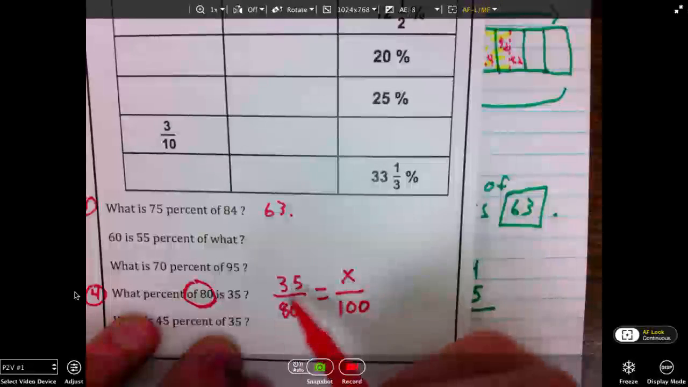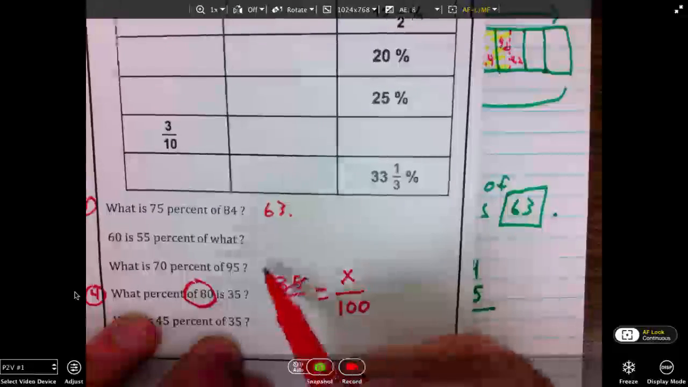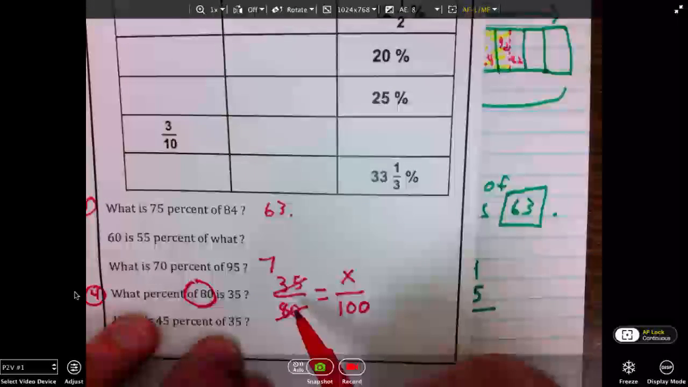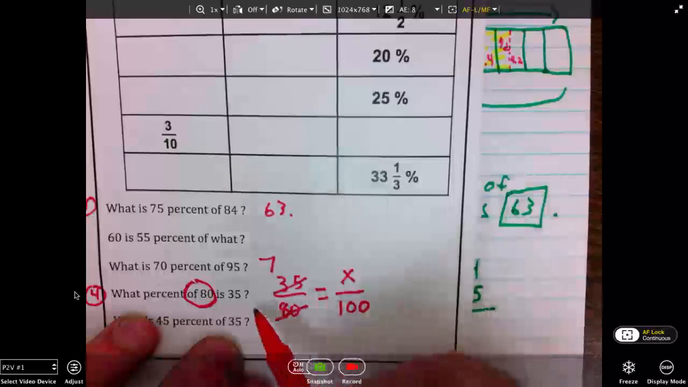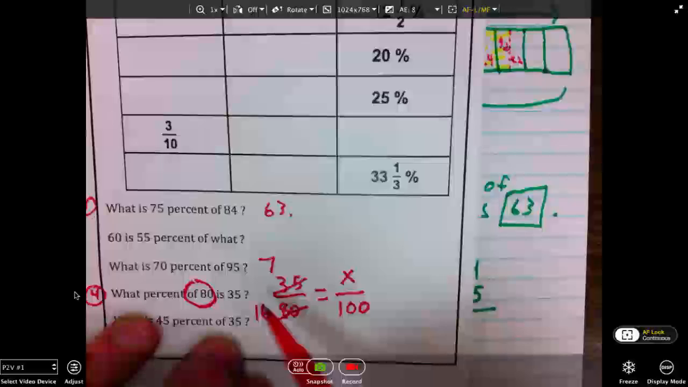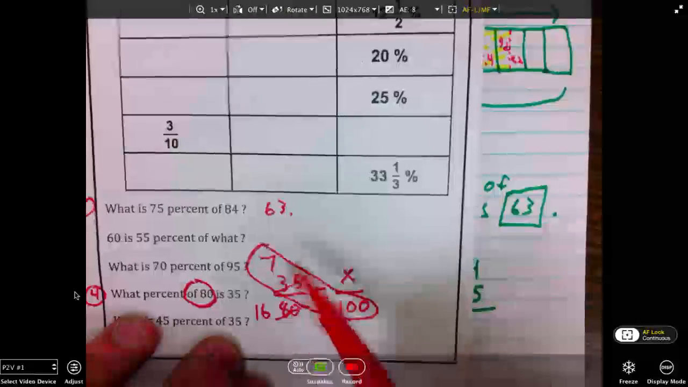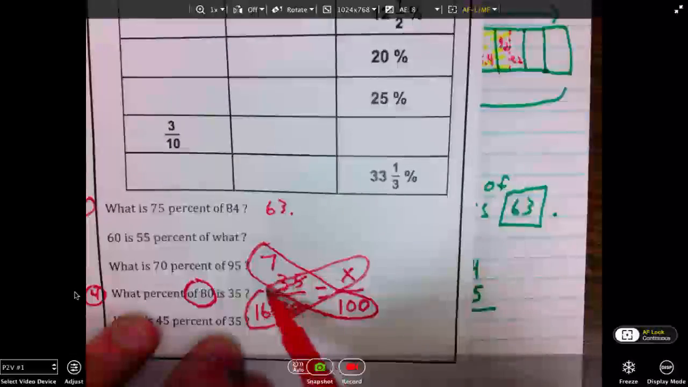Well, the first thing I can do is some reducing. 5 goes into both 35 and 80. 5 into 35 7 times. 5 goes into 80 16 times. So now I can do my cross multiplication. 7 times 100, 16 times x.